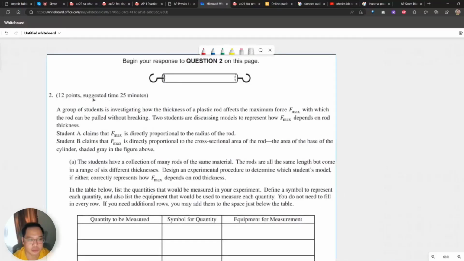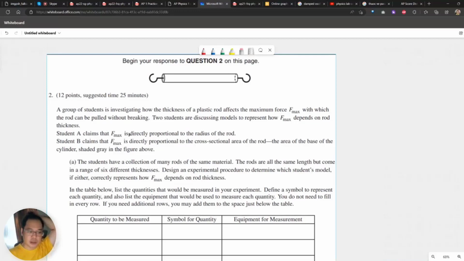Question 2. A group of students is investigating how the thickness of a plastic rod affects the maximum force with which the rod can be pulled without breaking. Two students discussed a model, pulling this rod and trying to make it break. A typical experiment. Two students are discussing models to represent how the maximum force depends on the rod thickness.